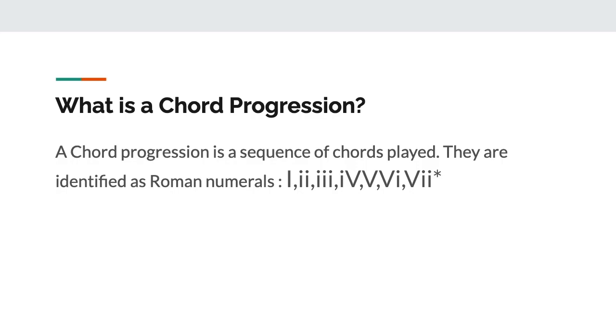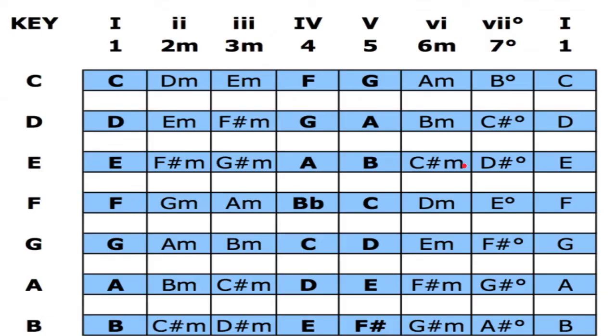So, like I said, it's identified with Roman numerals from 1 to 7, just like this. Most of the time when you see it, it's a little circle for the diminished chord. So we showed it again right here.